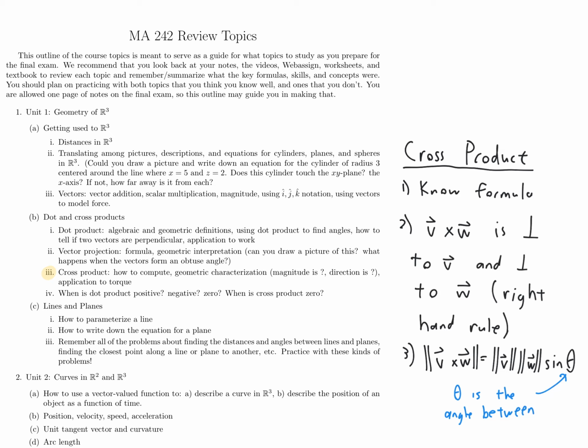So a consequence of this is that if we wanted to know when the cross product is 0, that would be when sine of theta is 0. That occurs when theta is 0, so when v and w have the same direction, the cross product is going to be 0, or when theta is 180 degrees, or pi radians. And so that would be when v and w have opposite directions. So cross product and dot product are different in that dot product is 0 when the vectors are orthogonal, and cross product is 0 when the vectors have either exactly the same or exactly opposite directions.